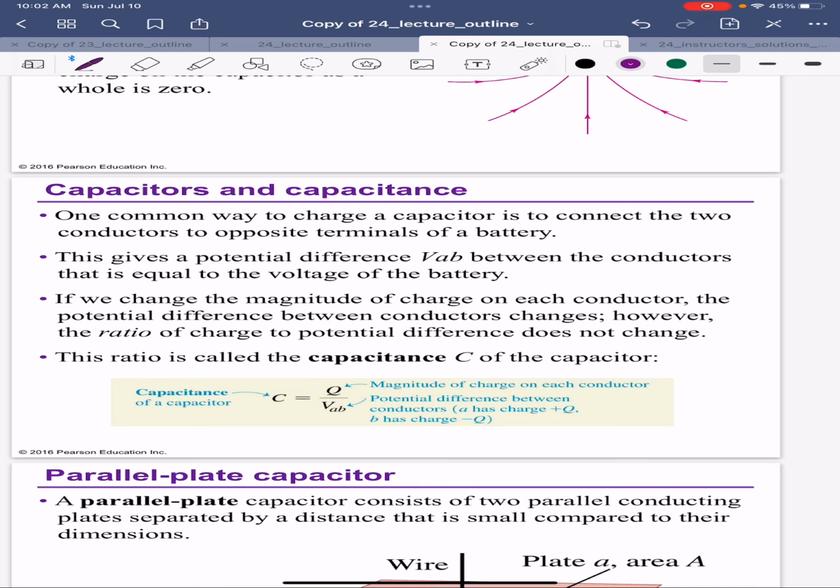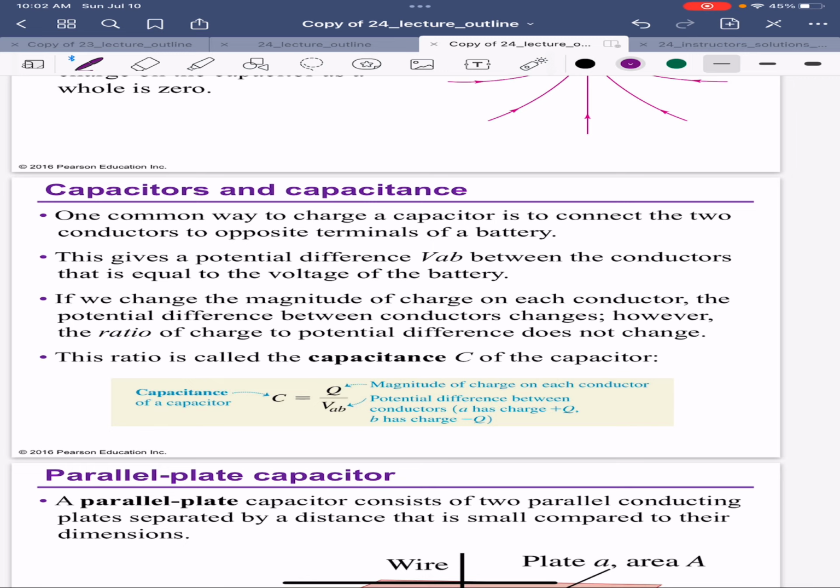One common way to charge a capacitor is to connect the two conductors to opposite terminals of a battery, and then the capacitor is going to charge, and that creates a potential difference VAB between the conductors, which is ideally equal to the voltage of the battery. And if we change the magnitude of the charge on each conductor, the potential difference will change, but the ratio stays the same, because that ratio is called capacitance.